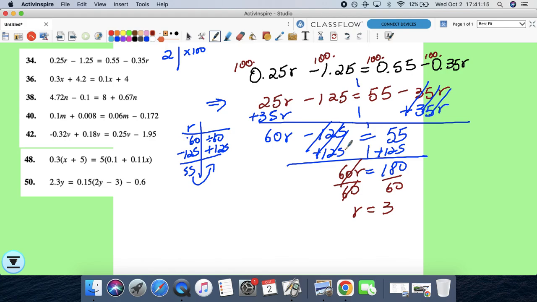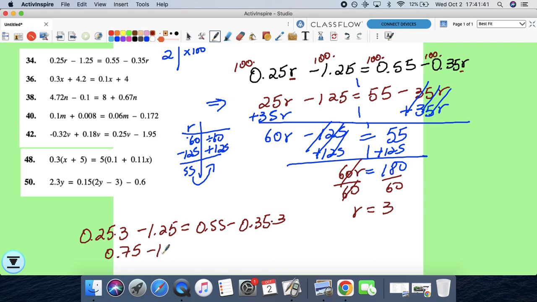Now I get to do the check. Oh, for the love of God, please tell me I stole a calculator. Yes, I did. All right, so wherever I see the r, I'm going to replace it with a 3. So 0.25 times 3 minus 1.25 equals 0.55 minus 0.35 times 3. So if I do this, and I don't think I need a calculator, I get 0.75 minus 1.25.